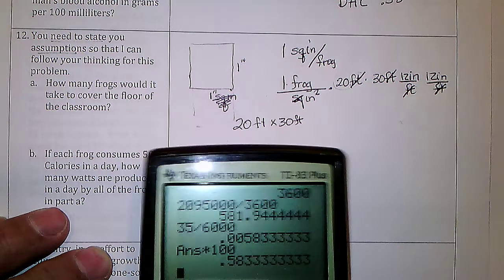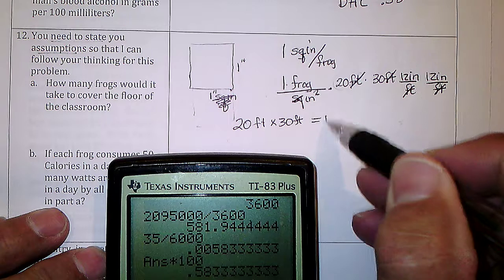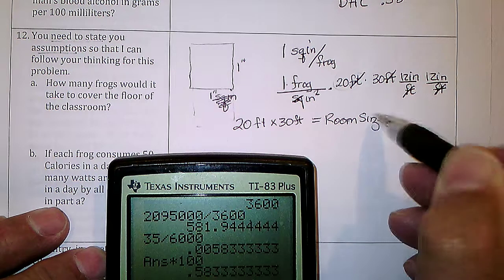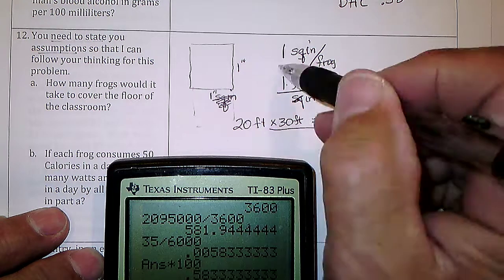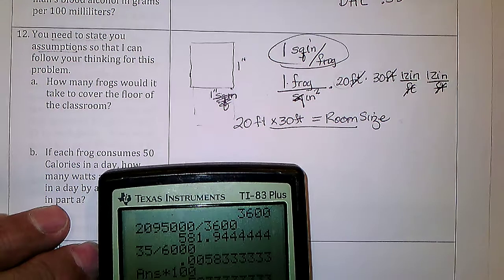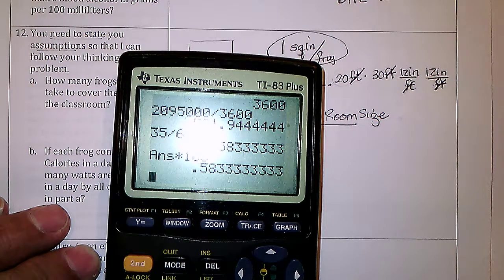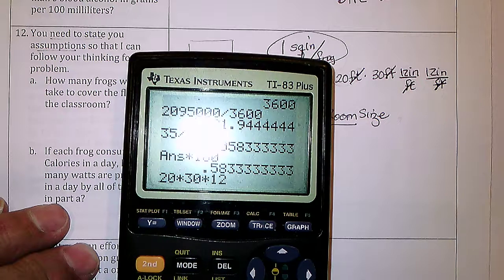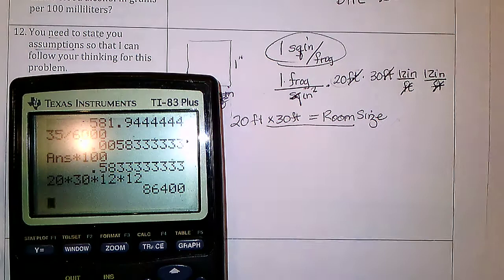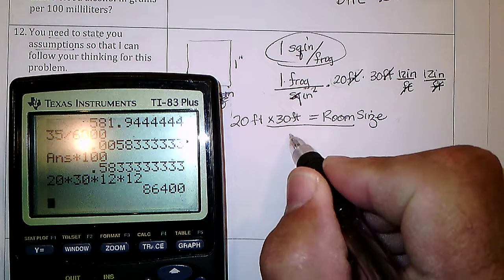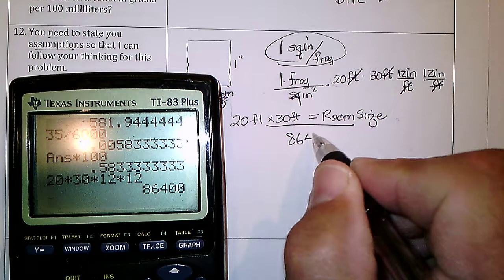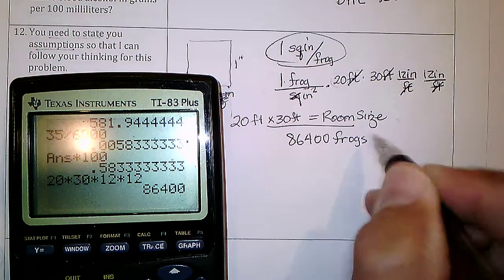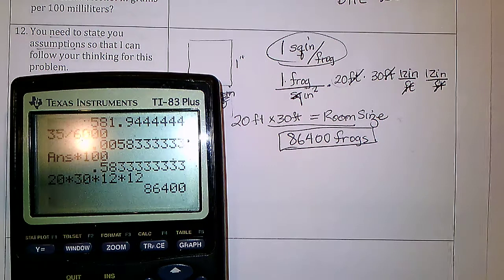Okay? I said state your assumption, so I'm stating the room size is this, and I'm stating this. Okay? So 20 times 30 times 12 times 12, and I get the room floor covered would be 86,400 frogs. That's a lot of frog legs. Okay.